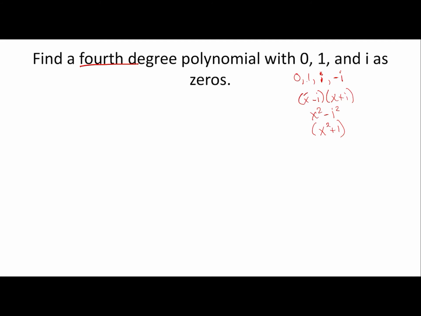I have to take it times the x minus 1, and eventually times an x. So when I multiply this out, I get an x cubed, a minus x squared, a plus x, and a minus 1, all times x, or an x to the fourth minus x cubed plus x squared minus x. That's a fourth degree polynomial with those zeros.